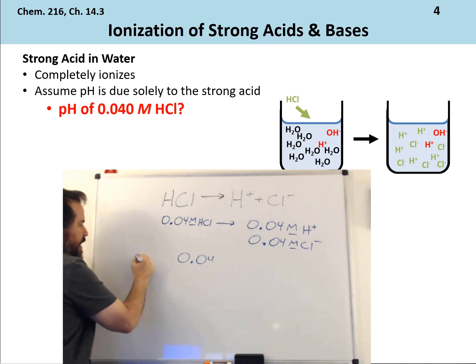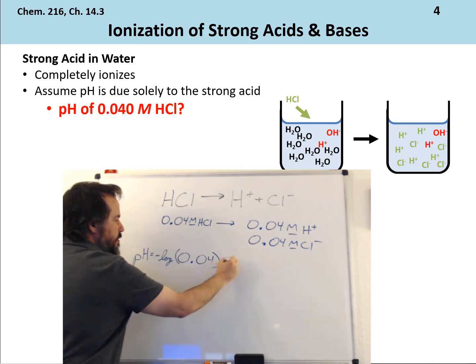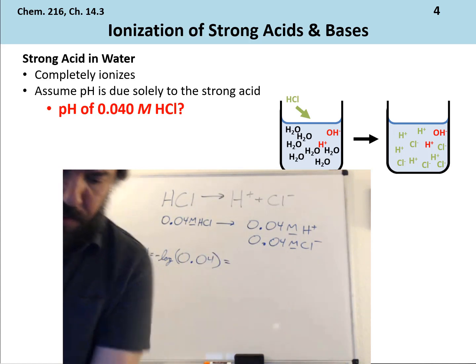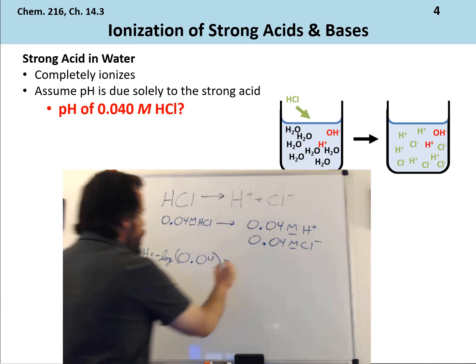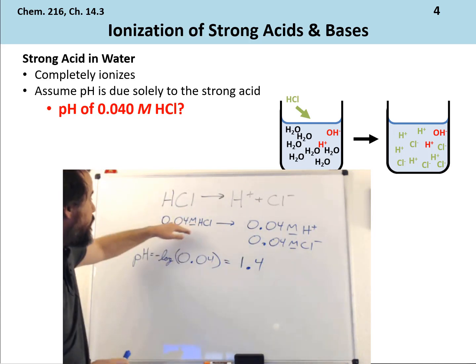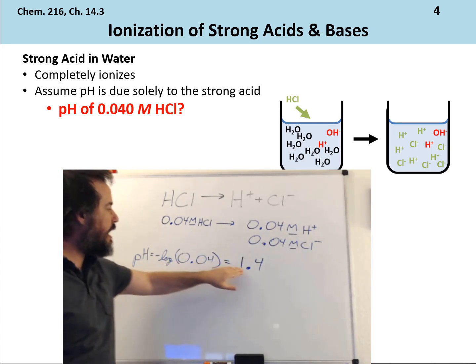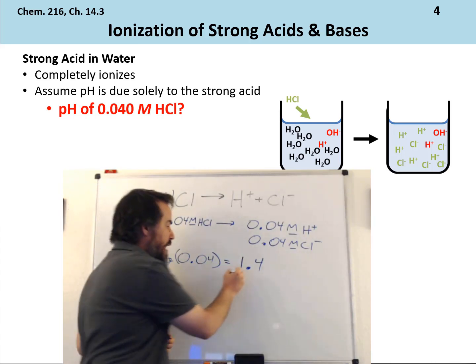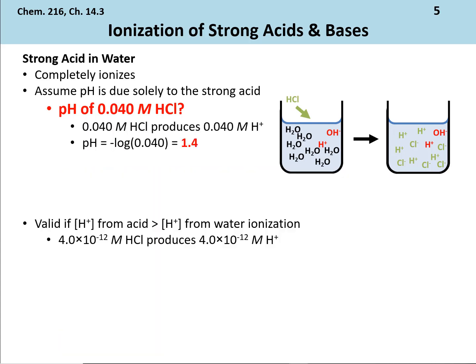I can say that pH equals negative log of that H plus. Okay? And when I do this, I'm going to get 1.4 for my pH. So all I do is I take my HCl, I turn it into H plus because it's strong, and I can calculate my pH from that. Okay? All right, here it is on the screen. Okay? Notice that it makes sense.